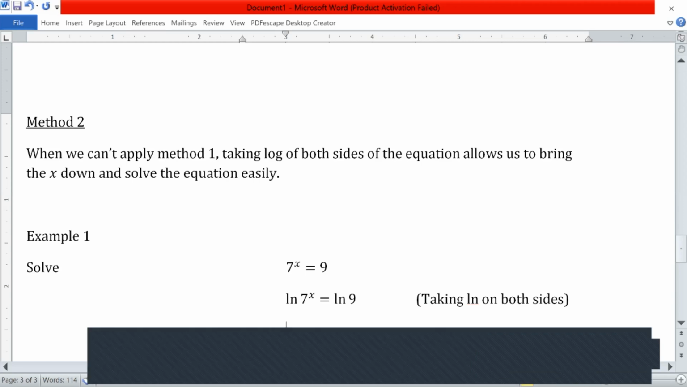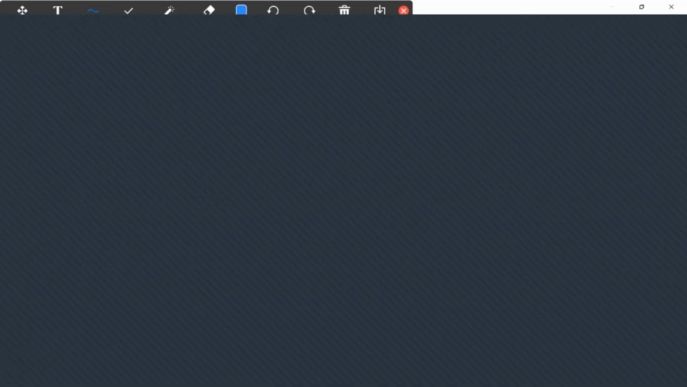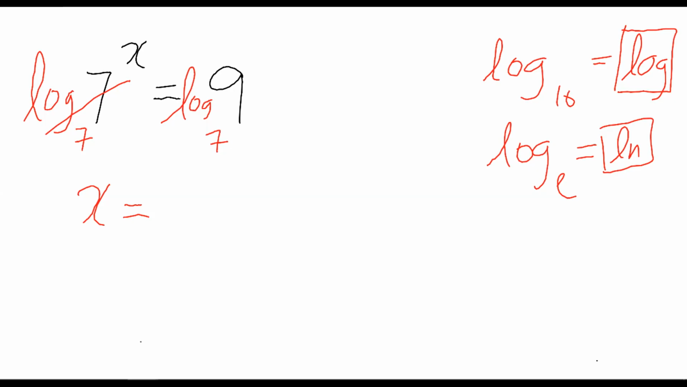That is what I explained now. You can take anything, it doesn't matter actually. Yeah, basically the bases are the same. You can take log of any base.